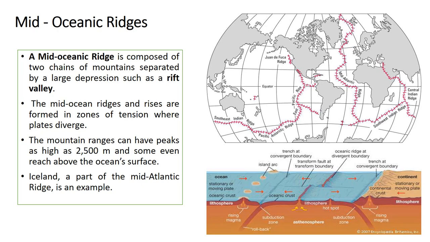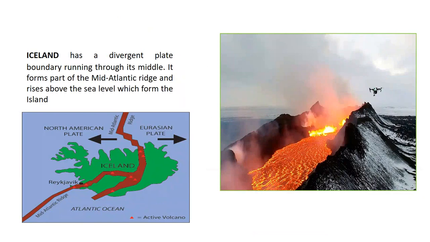So Iceland is a part of the Mid-Atlantic Ridge, which is an example. Here we have the example of mid-oceanic ridges, which is Iceland. A very important example. Iceland has a divergent plate boundary running through its middle. It forms part of the Mid-Atlantic Ridge and rises above the sea level, which forms the island. So here is the island, which is known as Iceland.